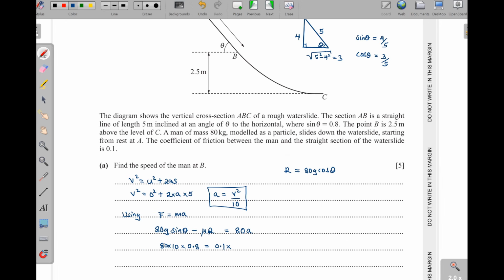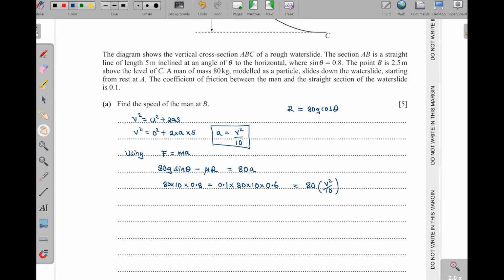So coming to this one here, we shall say m is 80, g is 10, cosine of theta is 3 over 5, which is the same as 0.6. And this one is equal to 80. And then our a is actually v squared over 10. Do you see that the only unknown we have here is v? Now, this is 800 times 0.8. This one will give us 8. So 8 times 80, that will be 640.